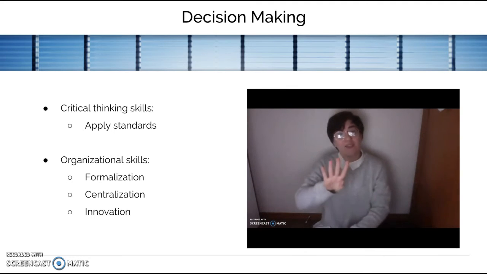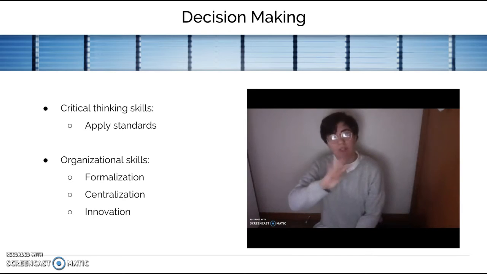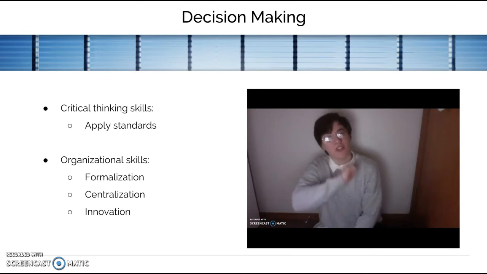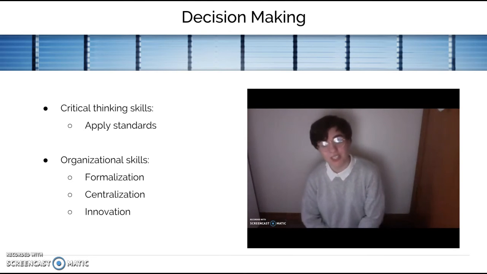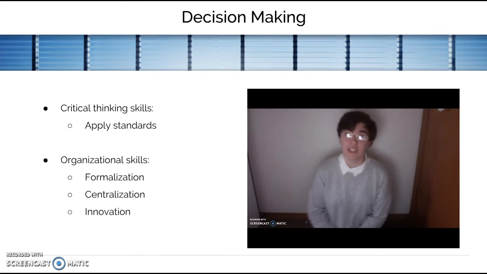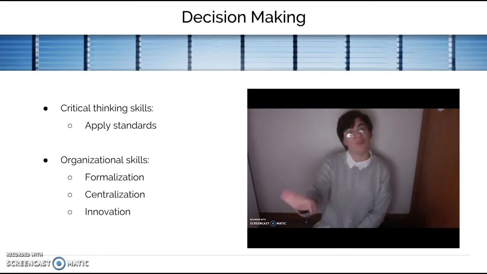So, having these 4 things in mind, having the 3 skills that I've mentioned, and making sure that you apply your critical thinking skills will show your team and your organization that you have decision-making skills, which will help the decision process become so smooth for you.